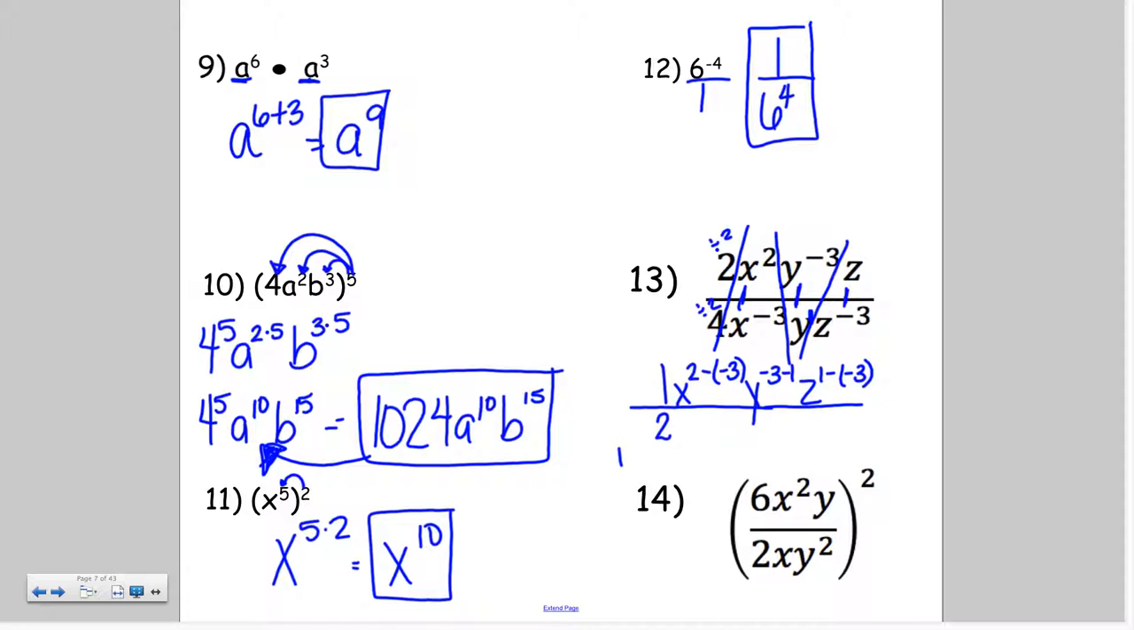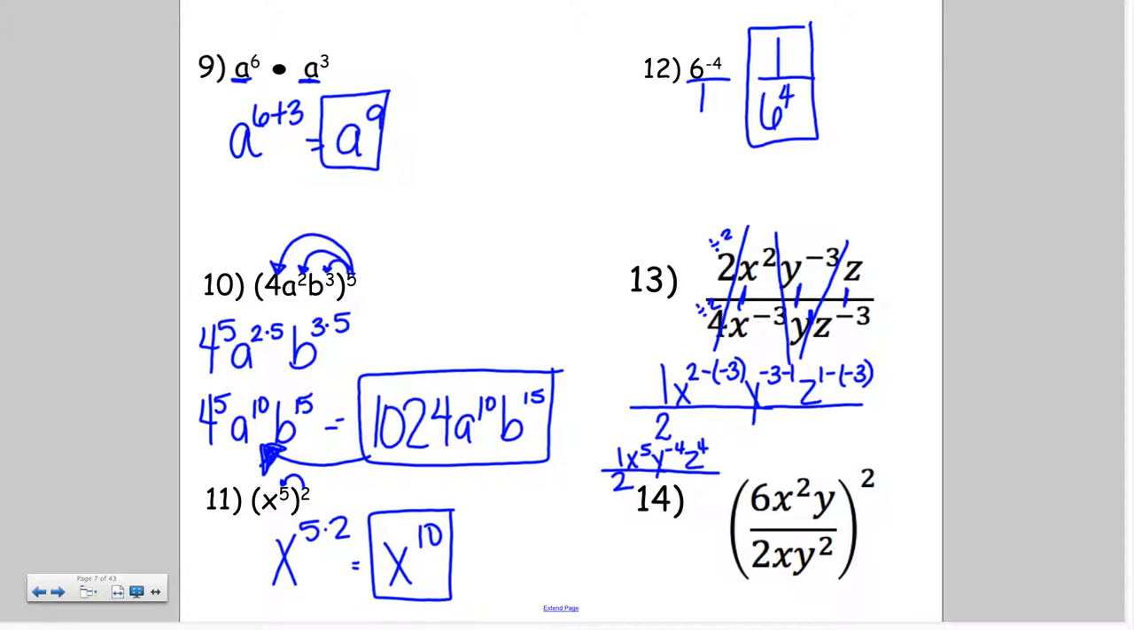Now I can simplify that. So I have 1 over 2. 2 minus a negative, so that makes that a positive, so x to the fifth. Negative 3 minus 1 is y to the negative 4. And then z, 1 minus a negative 3 makes that a positive 3, so to the positive 4.